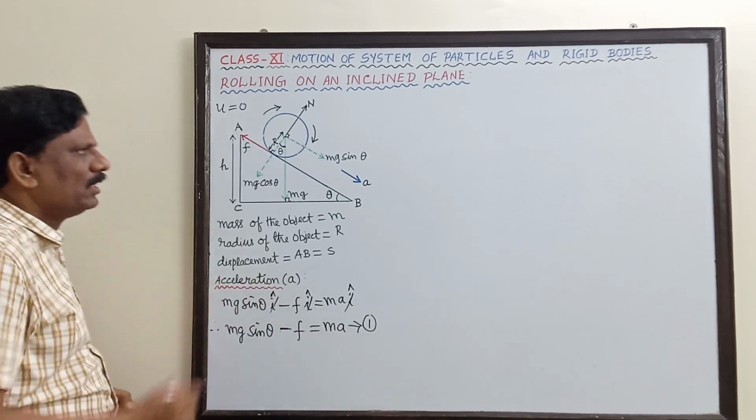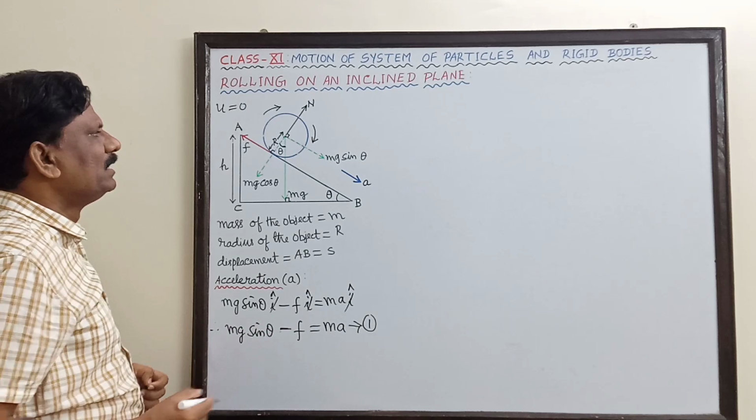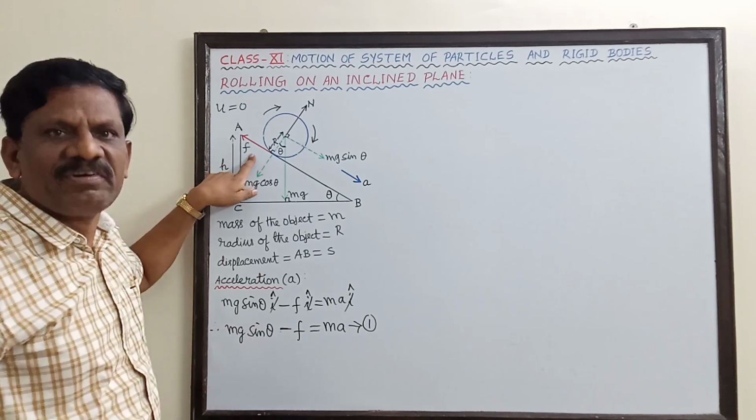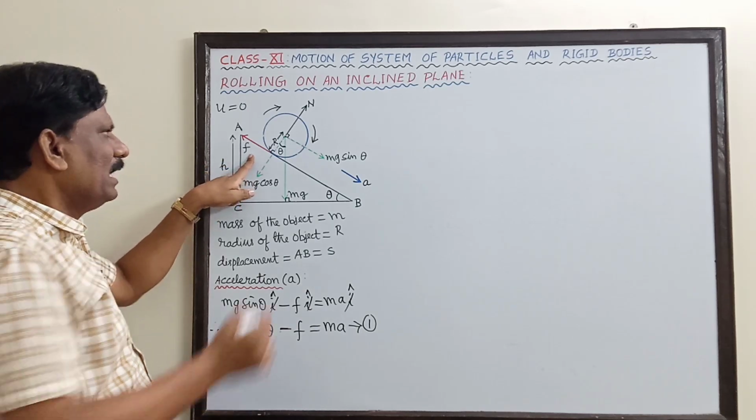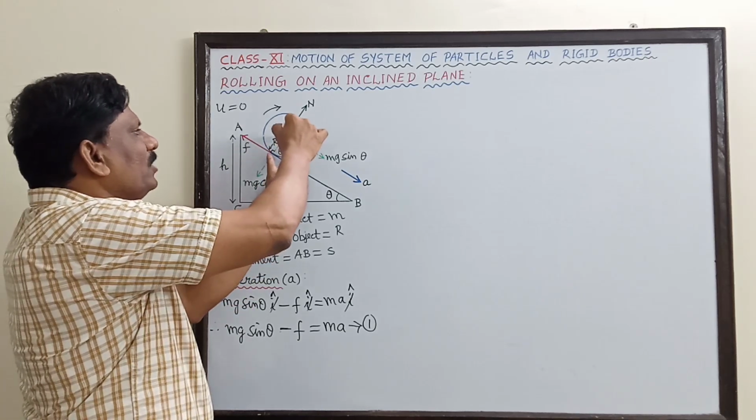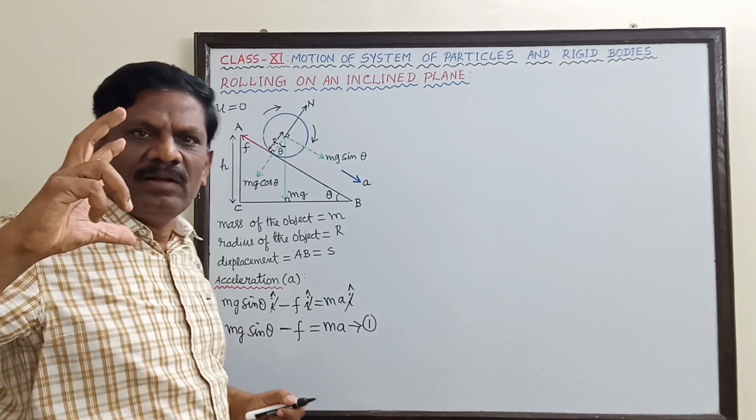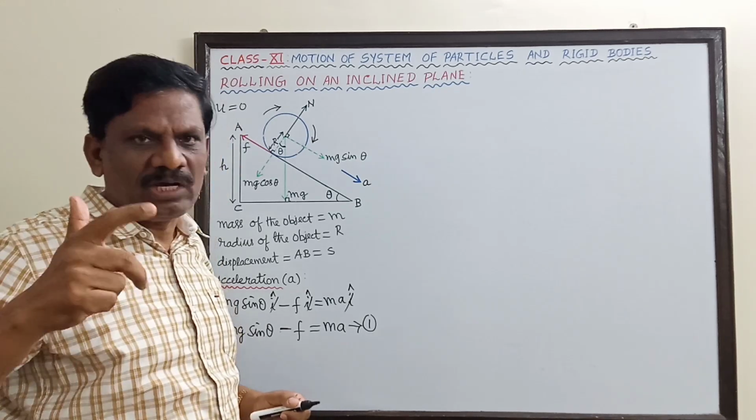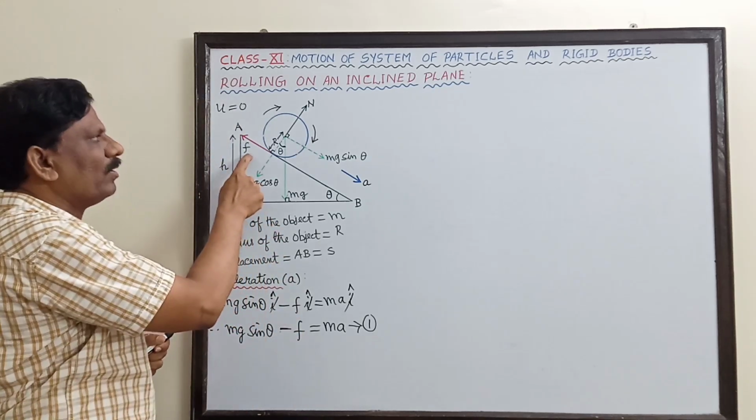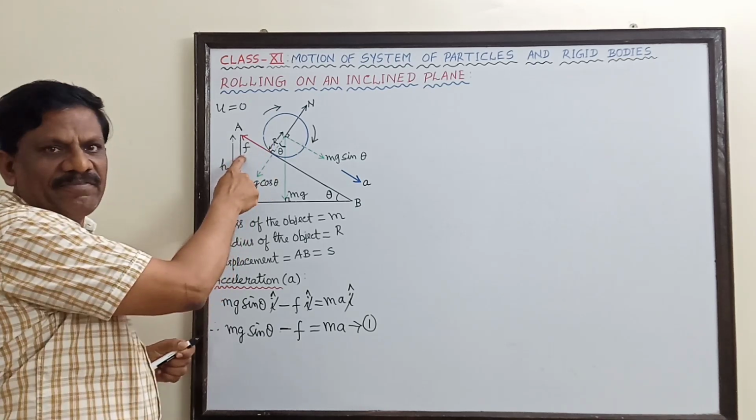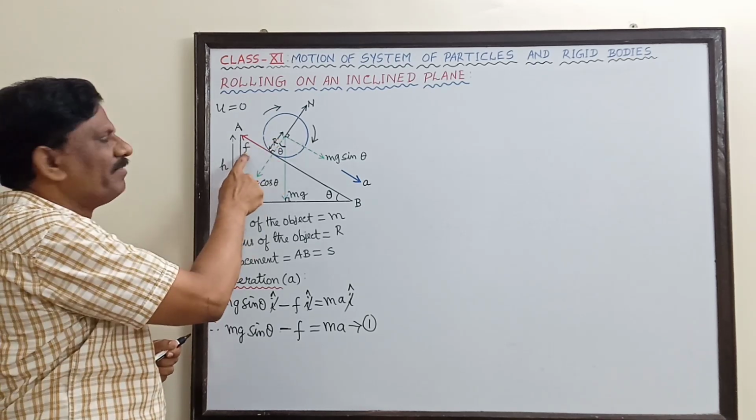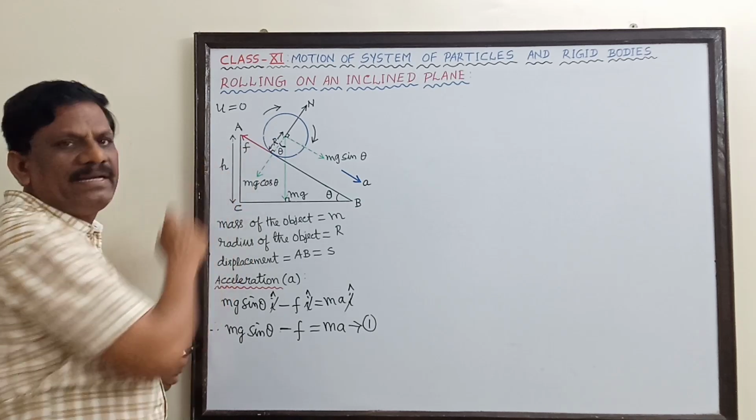Now you can see here in this picture, this frictional force acting perpendicular to the radius of the object will produce a torque. That is, torque is equal to r cross F, that is r into F into sine of the angle between r and F, which is 90.